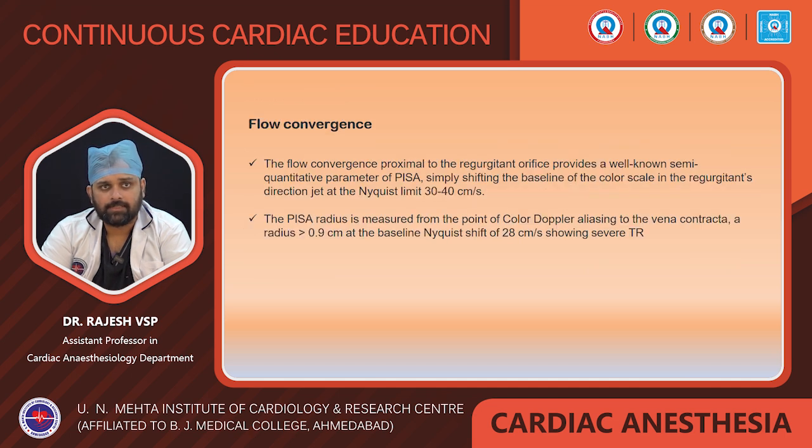Coming to the flow convergence proximal to the regurgitant orifice, it provides a well-known semi-quantitative parameter, PISA. It is done simply by shifting the baseline of the color scale in the direction of the regurgitant jet to a Nyquist limit of 30 to 40 centimeters per second. The PISA radius is measured from the point of color Doppler aliasing to the vena contracta. A radius of more than 0.9 centimeters at a baseline Nyquist limit of 28 shows severe TR.